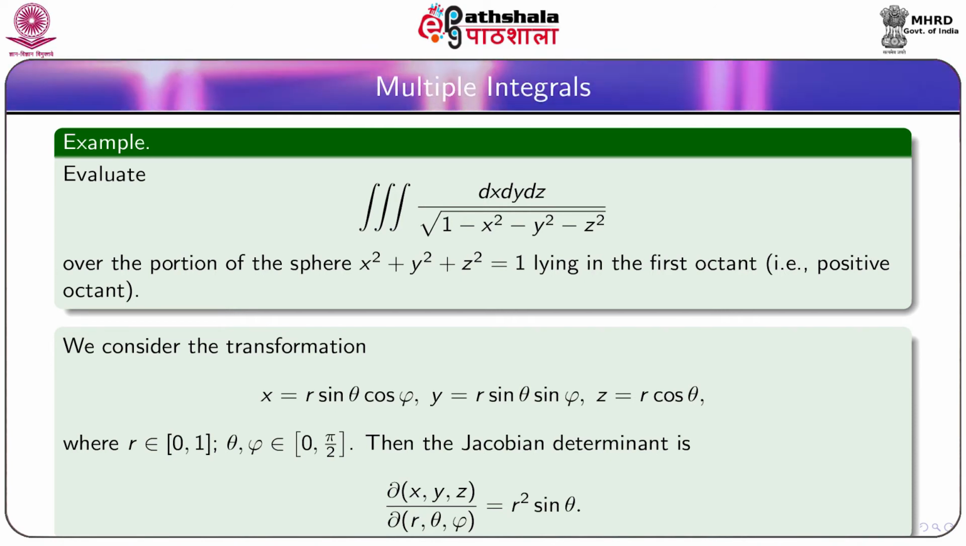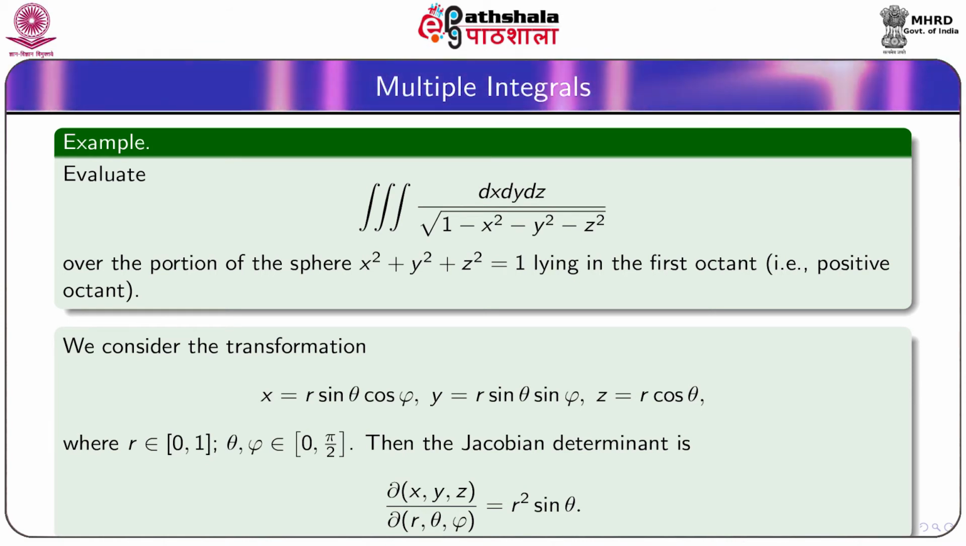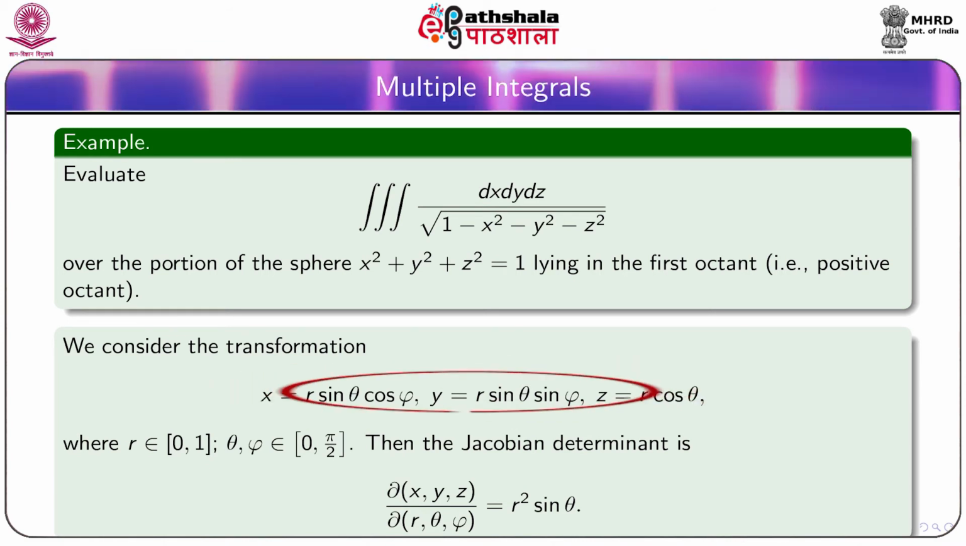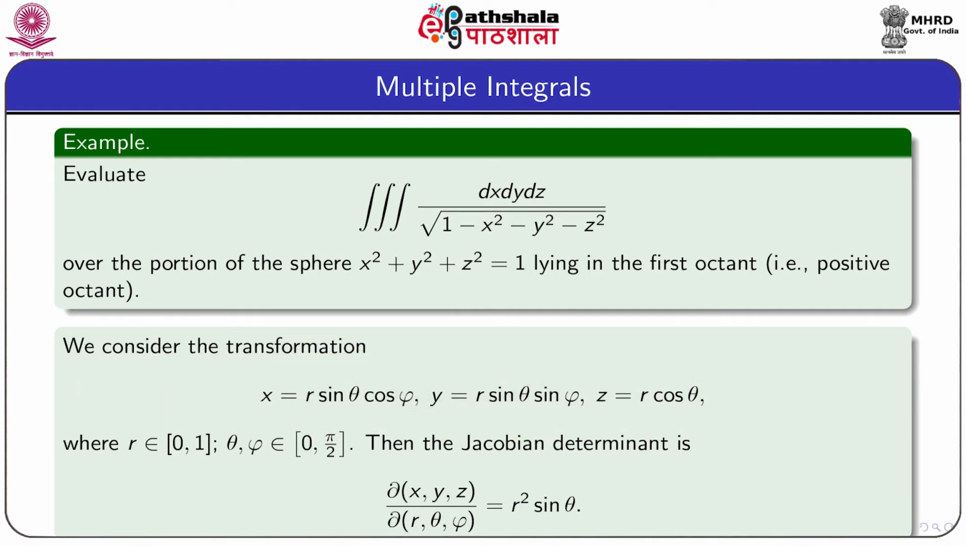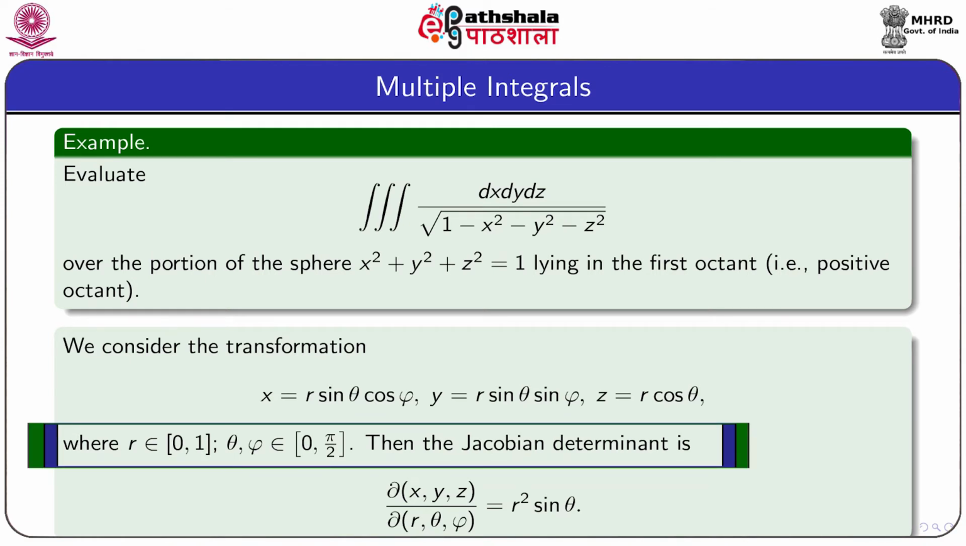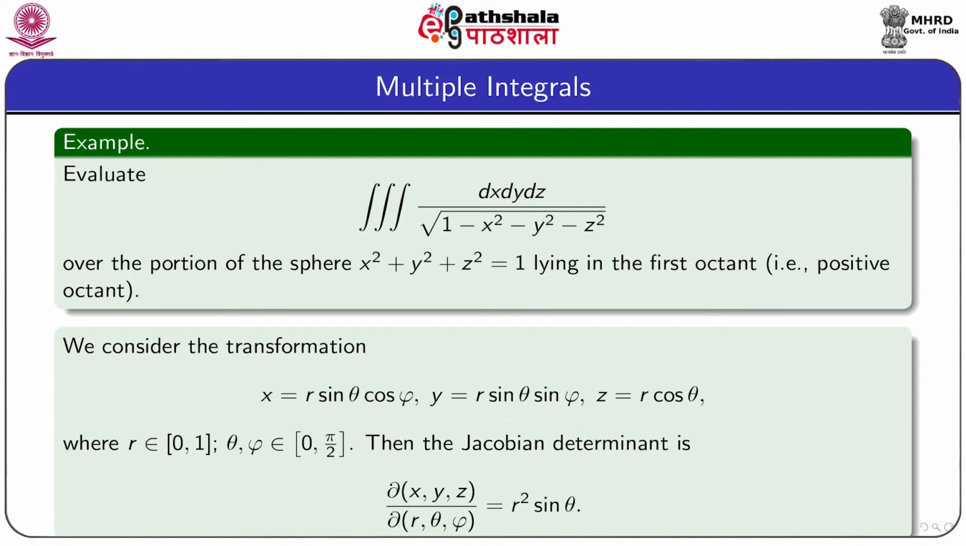To make the solution easier, we consider the transformation x equal to r sin theta cos phi, y equal to r sin theta sin phi, z equal to r cos theta, where r is from the bounded closed interval 0 to 1, and theta and phi are from the bounded closed interval 0 to pi by 2. We find that the Jacobian determinant del xyz by del r theta phi equals r squared sin theta.